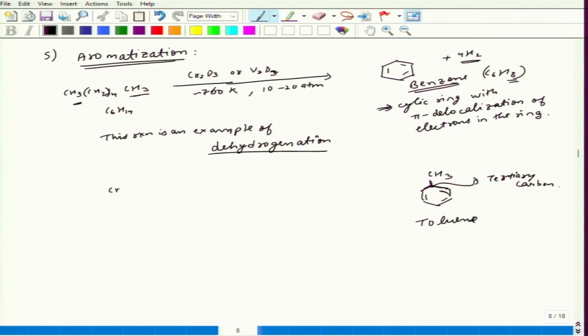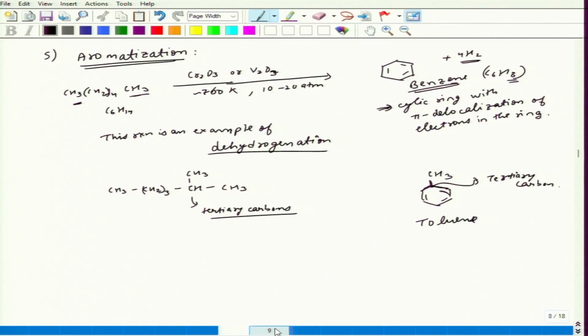So, simply, what we can do is let us suppose we take this chain with CH3 and CH3. One of the tertiary carbons has a methyl attached to it, and we can produce the substituted benzene, the analog of benzene, that is toluene. In this way we can produce different aromatic products from the alkane by the dehydrogenation reaction using a suitable catalyst of oxides of vanadium or chromium.